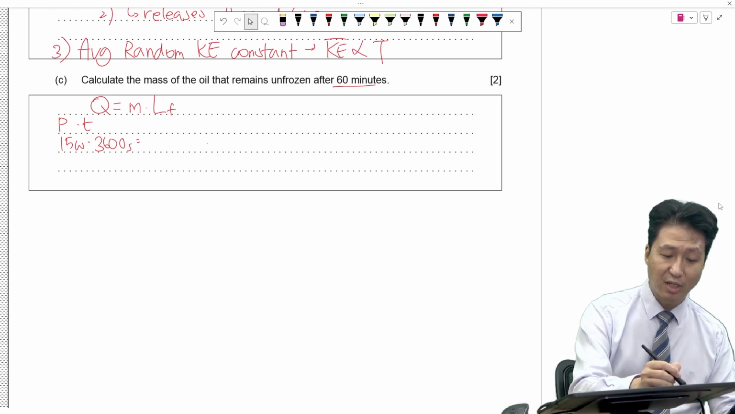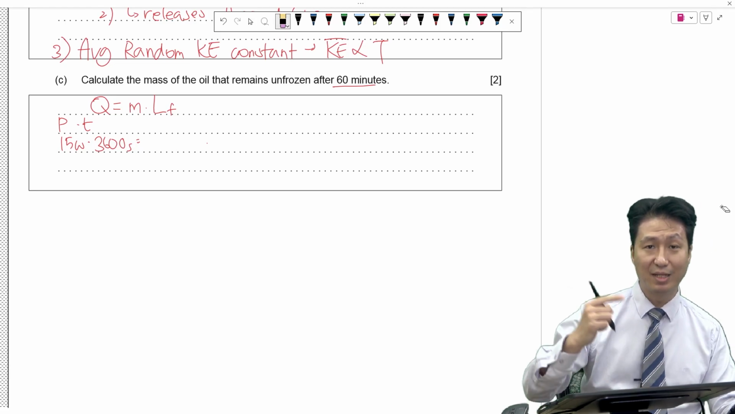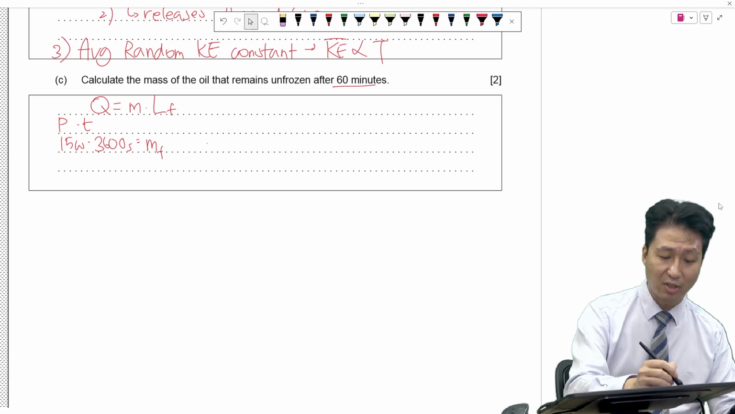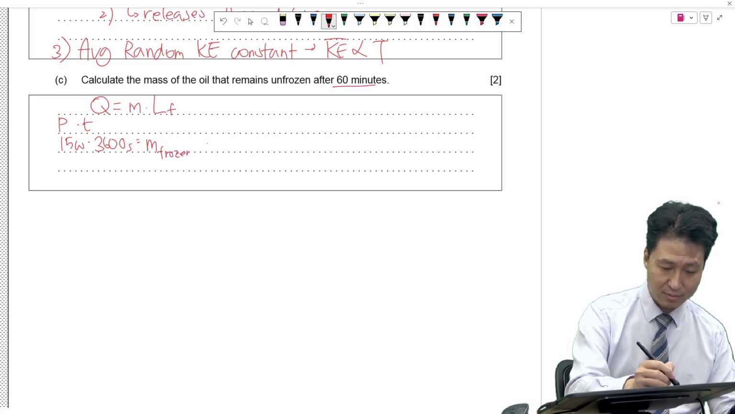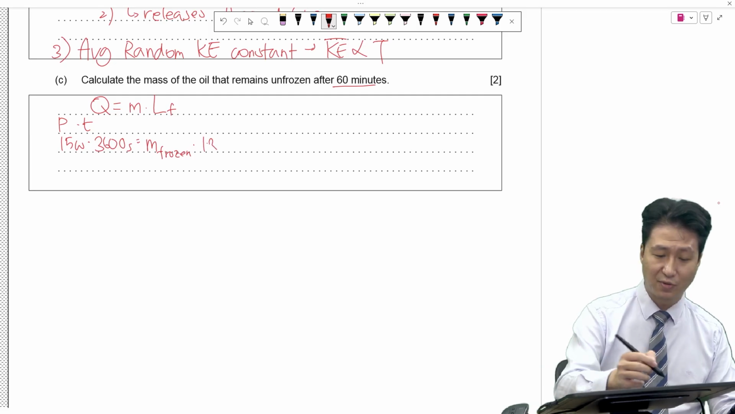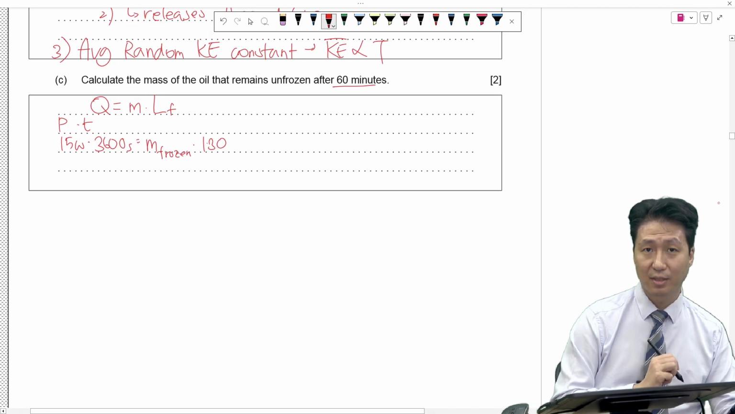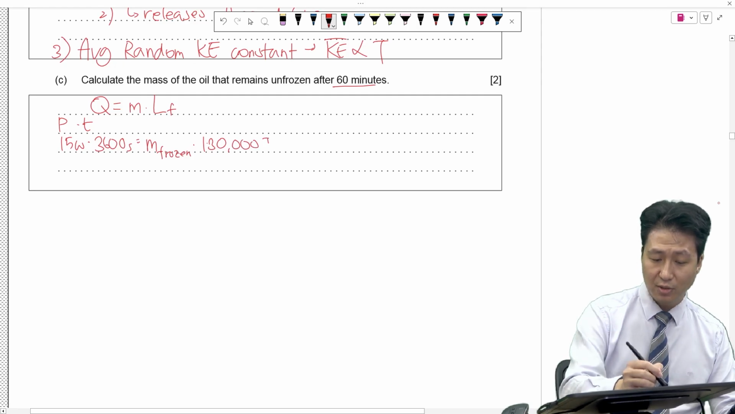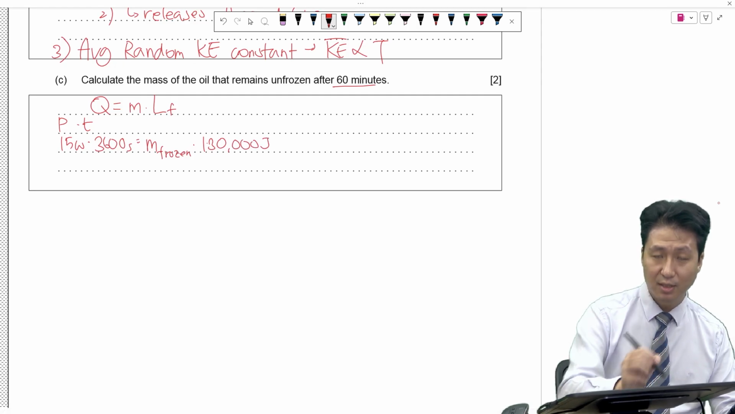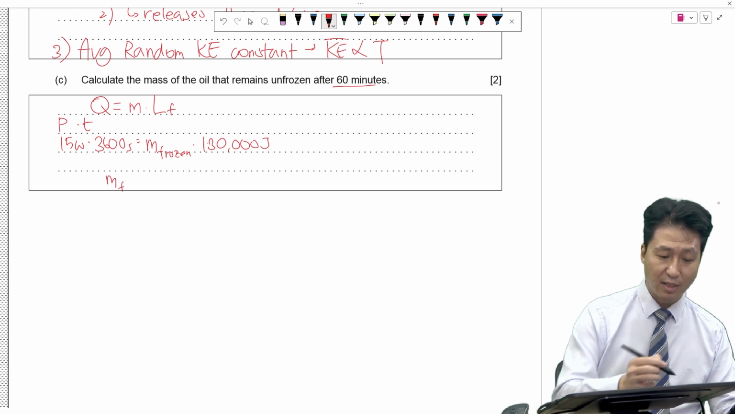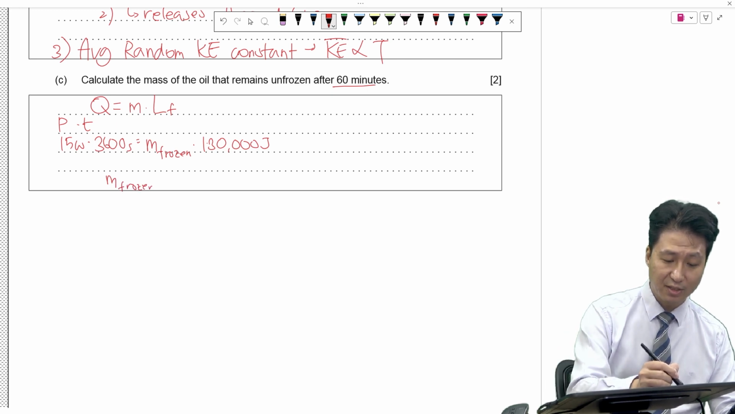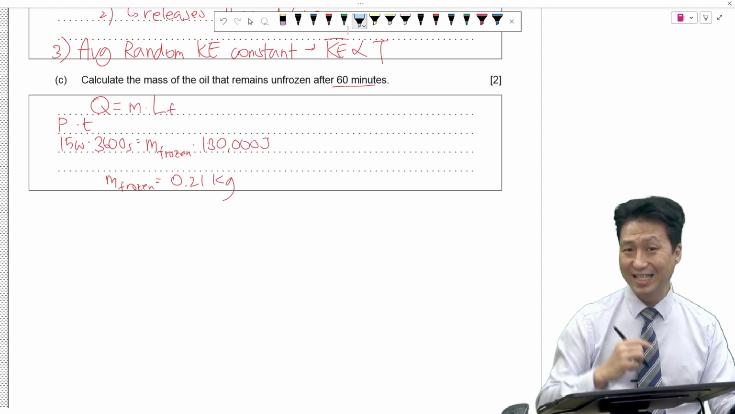Now, this mass that we're talking about is the amount of mass that went from a liquid to a solid state. So it's the amount of mass that froze times latent heat of fusion, which according to the question is 130 kilojoules. But let's just use 130,000 joules instead. Therefore, the mass of oil that freezes is 0.21 kilograms. Now, this is not the answer.